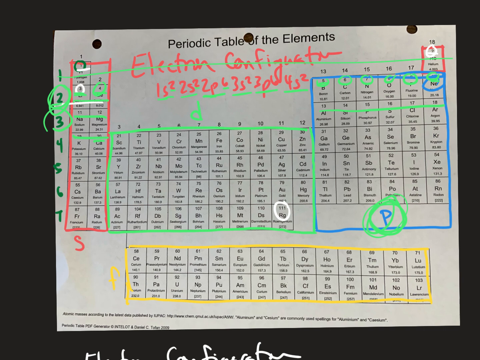Just go in number order, that's it. You just have to remember S, P, D, and F, right? Well, you don't, because we're not going to do anything past 20. Are you okay with that?